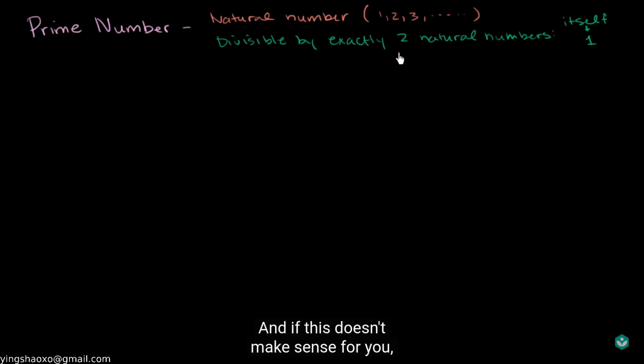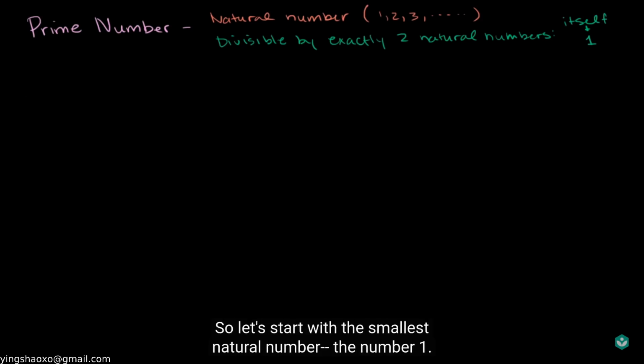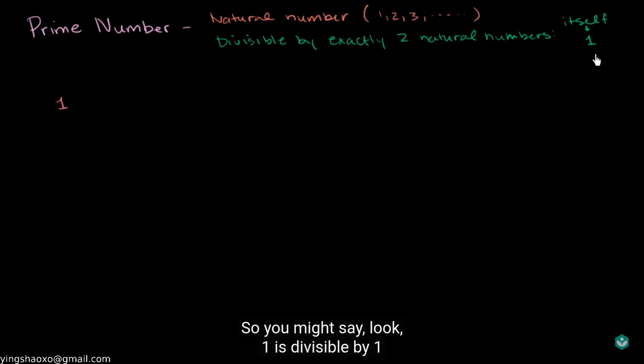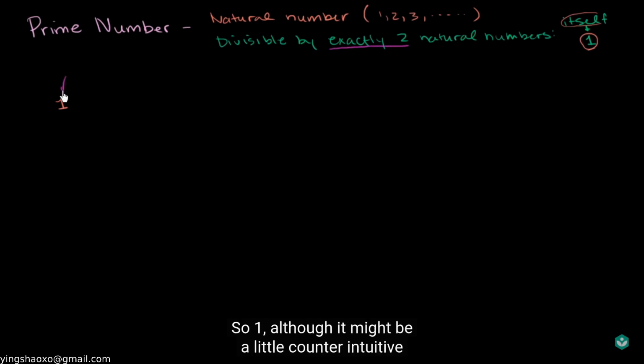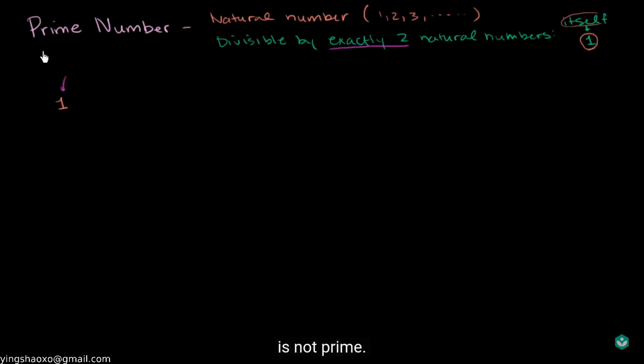And if this doesn't make sense for you, let's just do some examples here and figure out if numbers are prime or not. So let's start with the smallest natural number, the number 1. So you might say, well, look, 1 is divisible by 1, and it is divisible by itself. You might say, hey, 1 is a prime number. But remember, part of our definition, it needs to be divisible by exactly 2 natural numbers. 1 is divisible by only 1 natural number, only by 1. So 1, although it might be a little counterintuitive, is not prime.